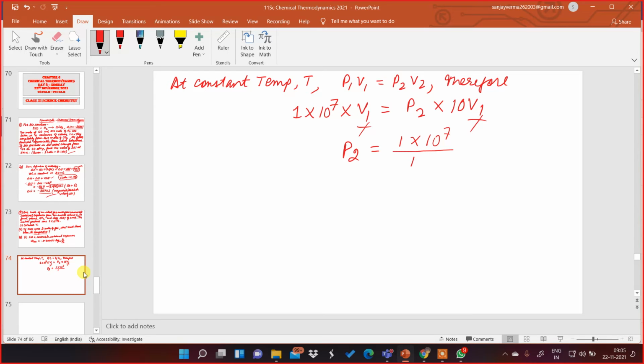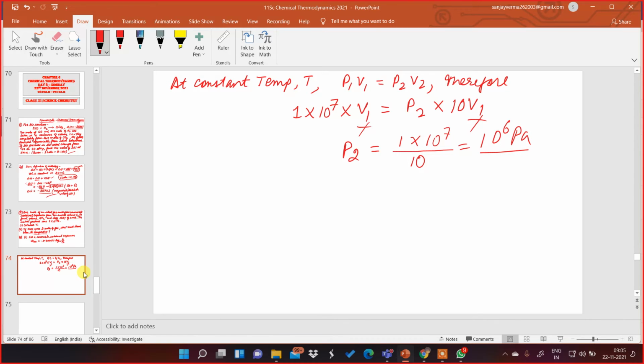Pressure 2 will be equal to 1 into 10 to the power of 7 divided by 10. This will be equal to 10 to the power of 6 pascals. So that is the final pressure.